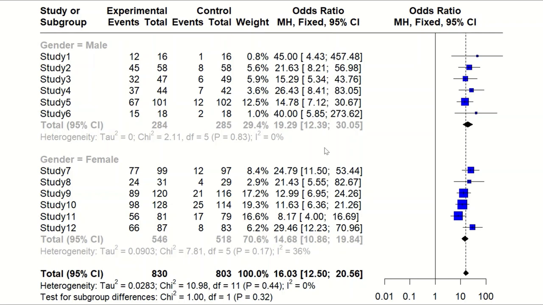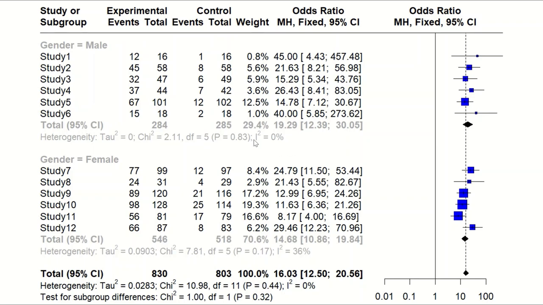So this method of subgroup meta-analysis will section the studies, give more details, and calculate the overall odds ratio or effect size for each subgroup and then compare them. The forest plot also generates a heterogeneity test, which examines the degree of variability or heterogeneity between the results from those six independent studies.